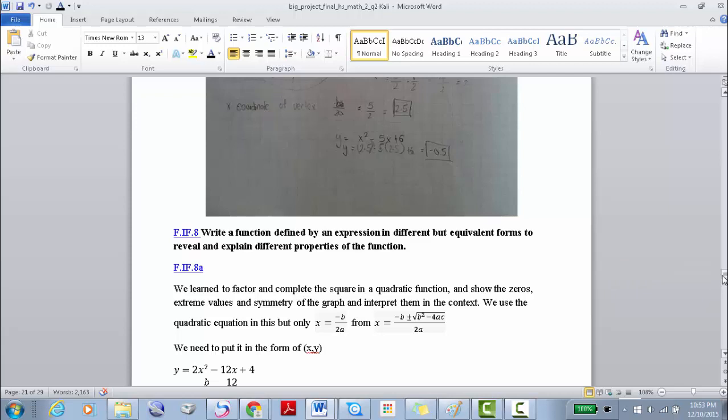The next standard is FIF8A. FIF8 is writing a function defined by an expression in different but equivalent forms to reveal and explain different properties of the function. The reason I didn't do this one is because FIF8A and FIF8B are kind of similar, so I just did FIF8. In FIF8, we learn to factor and complete the square in a quadratic equation and show the zeros and extreme values.